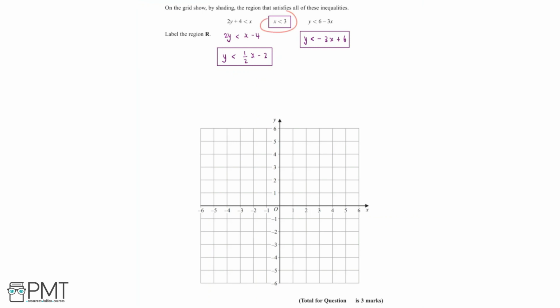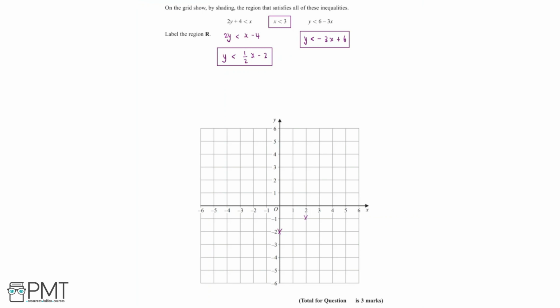We need to draw each of the three lines in the purple boxes. We'll start with y is less than half x minus 2. We know that the y-intercept is equal to minus 2, and so we can label this point on our graph. Now we need to use our gradient in order to draw the line. We know that the gradient is equal to the change in y divided by the change in x. We have a gradient of 1 over 2, and so the change in y would be equal to 1, and the change in x would be equal to 2. If our change in y is equal to 1, we go one space upwards, and if our change in x is equal to 2, we go two spaces to the right. And so our new point would be at the coordinate 2, minus 1.